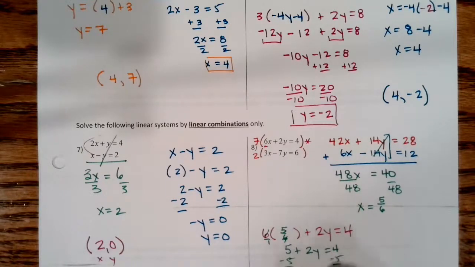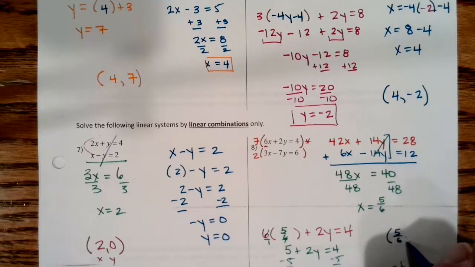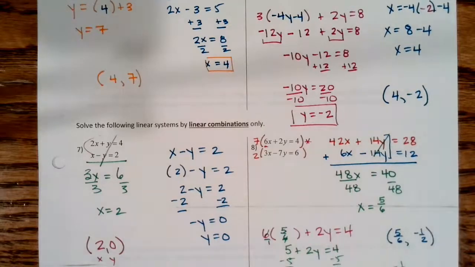2y is equal to negative 1. Divide by 2, and I get y is equal to negative 1/2. Therefore, my solution is going to be 5/6 for my x and negative 1/2 for my y.